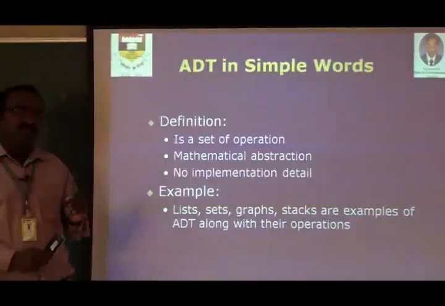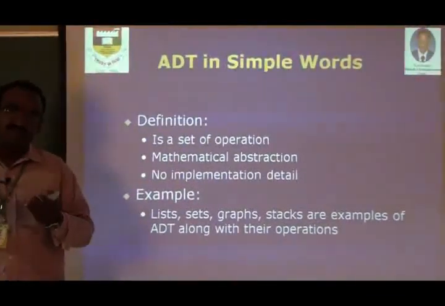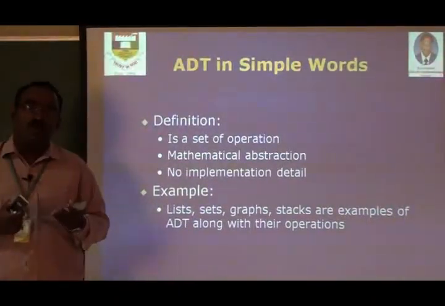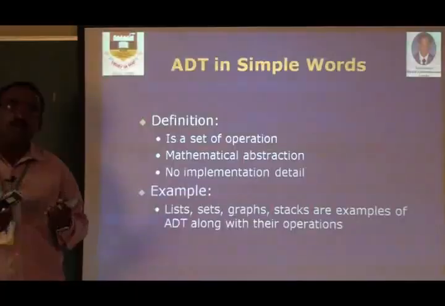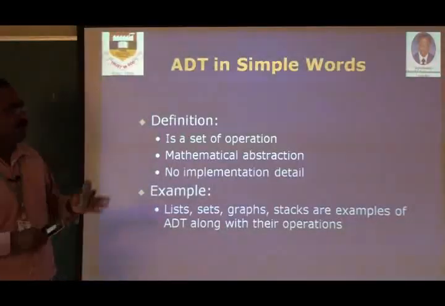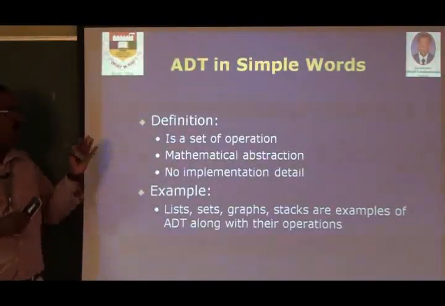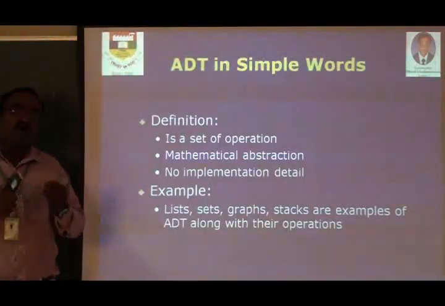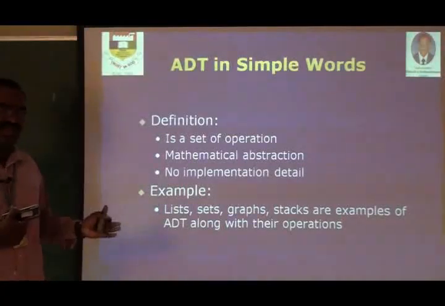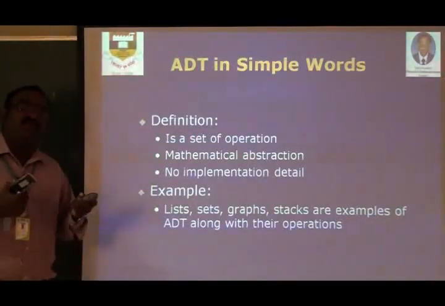So in simple words, what is ADT? It's a set of operations, for example a manipulation such as summation or addition, or it may be multiplication, division, subtraction. All arithmetic operations can be provided as a set of operations, without knowing the implementation of how they add, divide, multiply or subtract. So it's a set of operations with a mathematical abstraction and no implementation detail. The user doesn't know how the operations are implemented. Very simple ADTs we are going to see in data structures are list, set, graph and tree, each providing a set of operations.